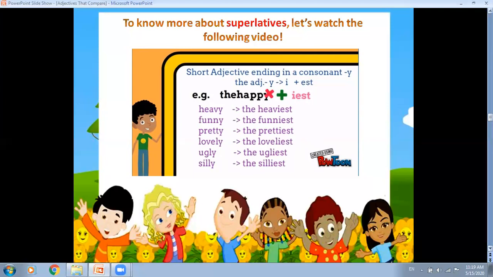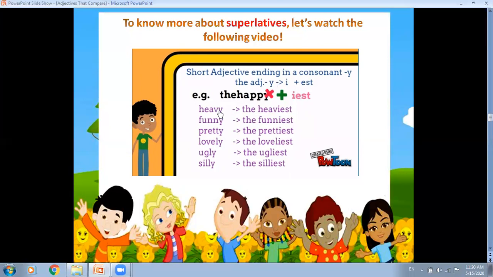In here, when the adjective ends in a consonant and Y, change the Y to I and add EST. Let me give you an example. The adjective happy. It ends in a consonant, which is letter P, and Y. So what do I have to do? I have to change the Y to I and then add EST, the happiest. Don't forget that, okay? So happy, the happiest, heavy, the heaviest, funny, the funniest. I have to change the Y to I and then add EST.